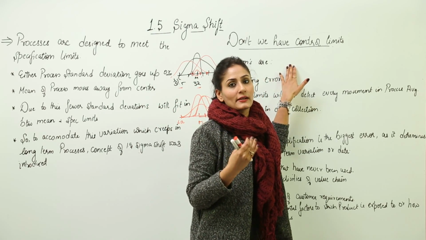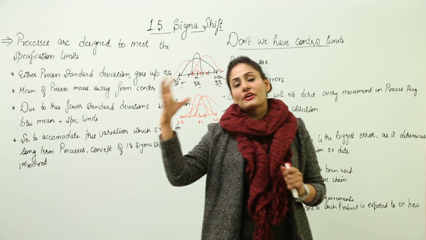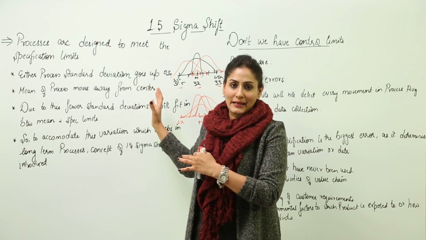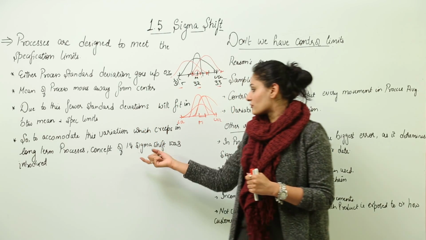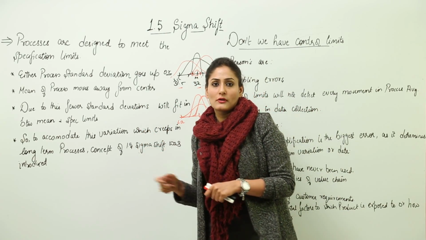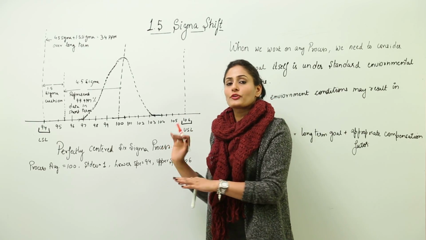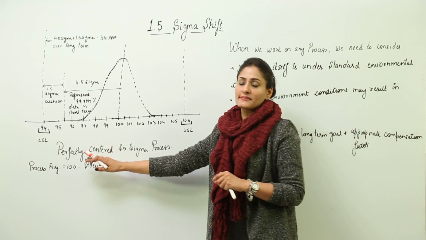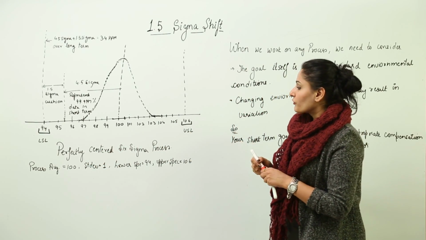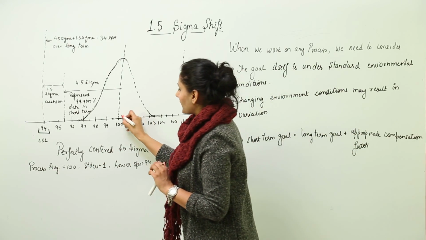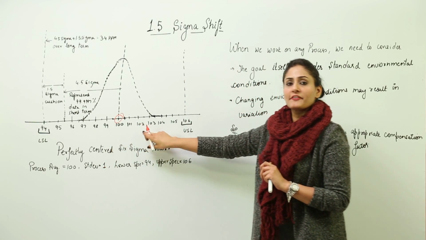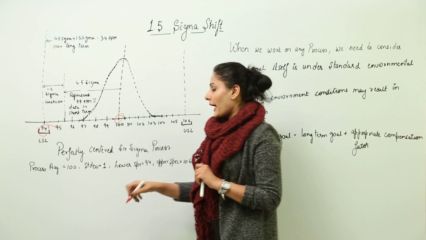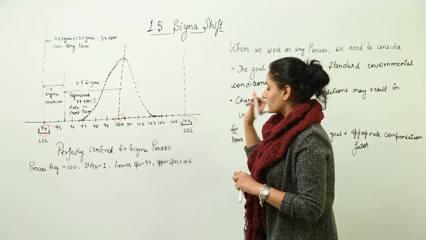You need something so that even if variation is there, your processes don't fall beyond those spec limits, and this is what is known as the 1.5 sigma shift. I have taken this process and this would help you understand the concept better. What you can see is that this is a perfectly centered Six Sigma process. We have our process average, that is the mean, here at 100, we have a standard deviation of 1, and our lower spec limit is here at 94 and our upper spec limit is here at 106.